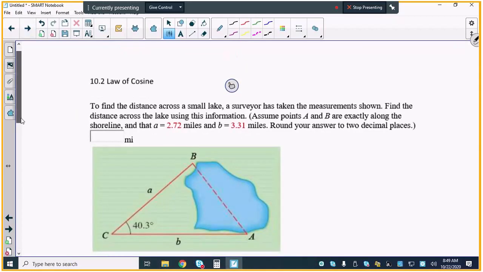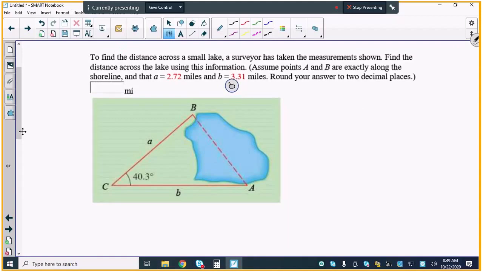So this one is what problem? To find the distance across the small lake, a surveyor has taken the measurements as shown. Find the distance across the lake using the information. Assume that the points A and B are exactly along the shoreline, and A is 2.72 miles and B is 3.31 miles. So as you see in this picture, you can call A equal to 2.72 and B equal to 3.31. So because this is a side angle side situation, it will remind you of the cosine rule.